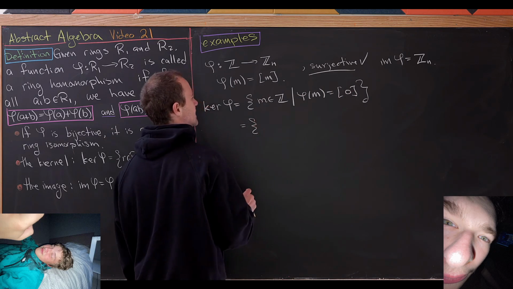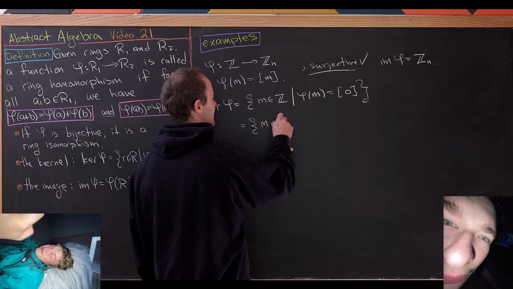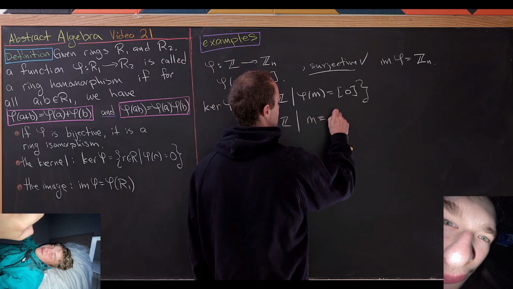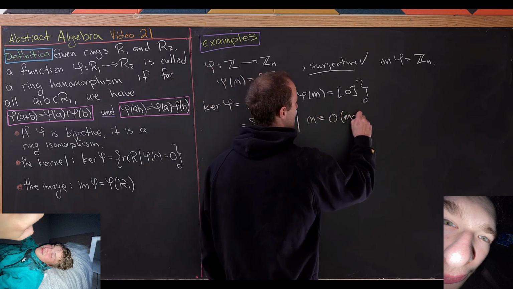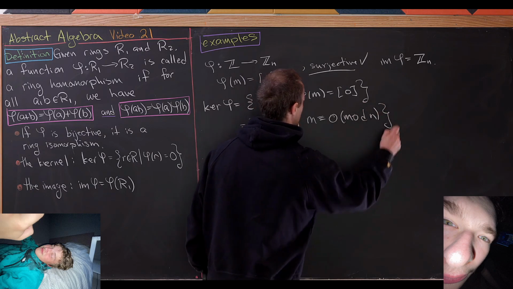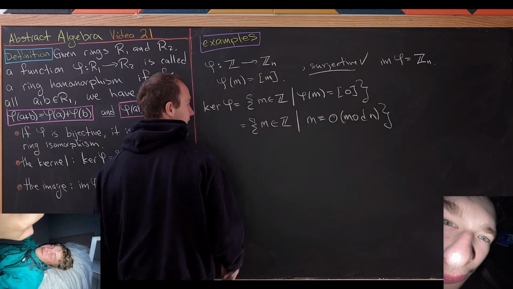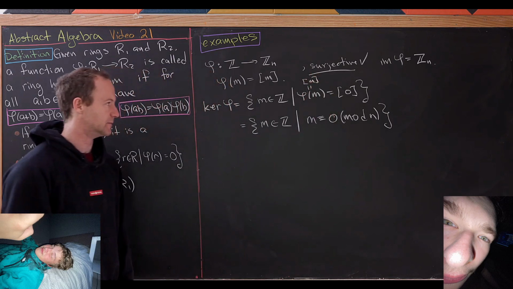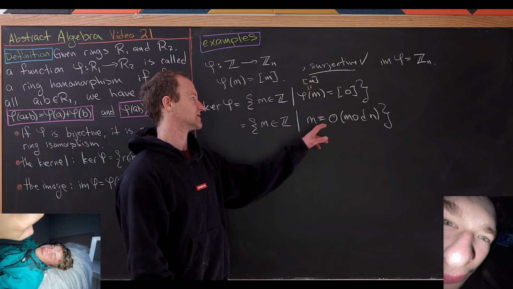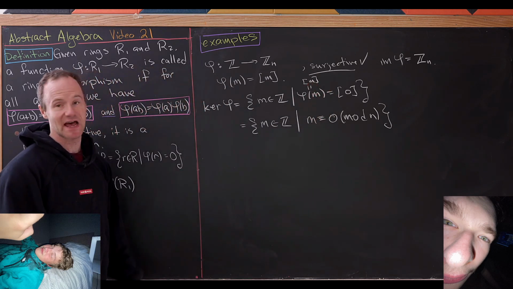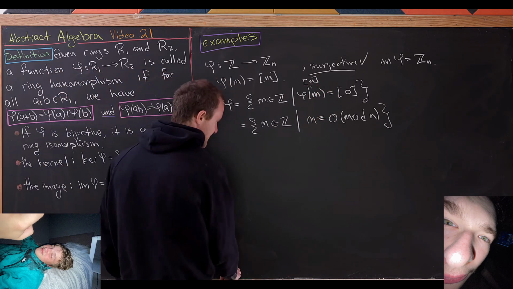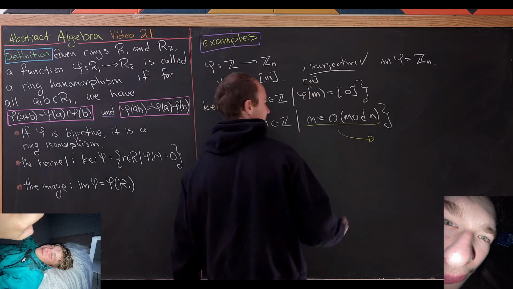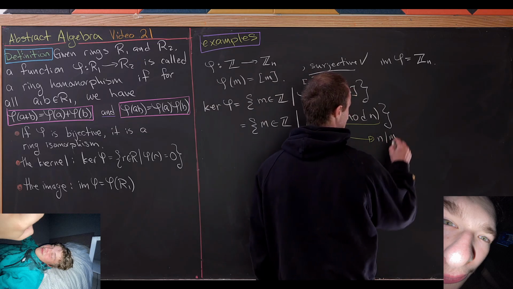But let's spell that out. That's everything inside of Z such that m is congruent to 0 modulo n. Right? Because phi of m is equal to the equivalence class of m. Remember, those two equivalence classes are the same exactly when this happens. Oh, but now let's extend this a little bit. So this is the same thing as n dividing m.